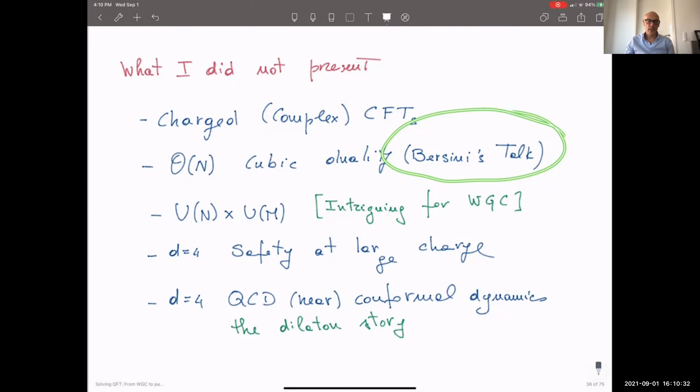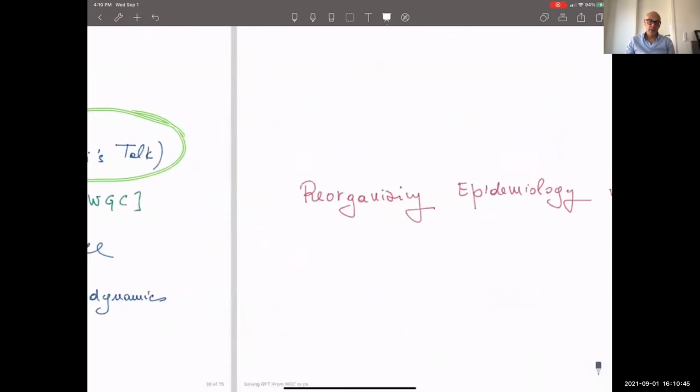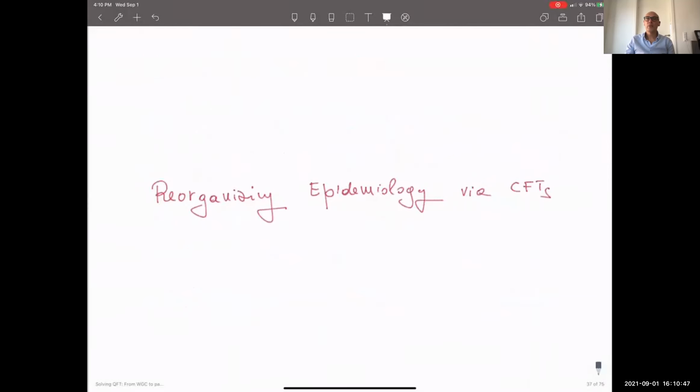Right. All right, so this is the little overview of quantum field theory for trying to solve quantum field theory in different regimes. But let's see, what can we do? How do we use CFTs beyond the realm of particle physics? Of course, it's already been used in many, many other realms, but certainly not in epidemiology. Oh, actually, I take it back. Cardy even worked on that in the 80s. But how can we reorganize epidemiology using CFTs?